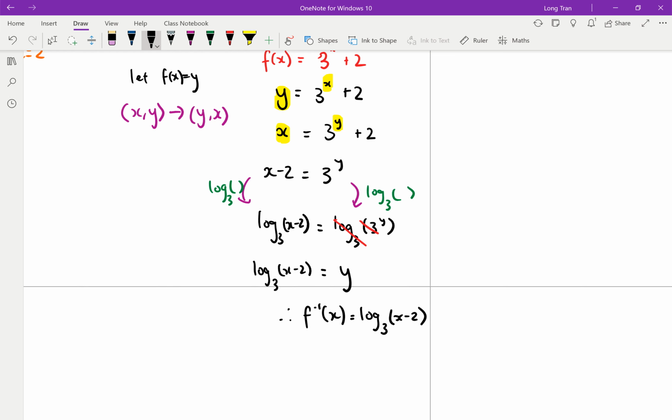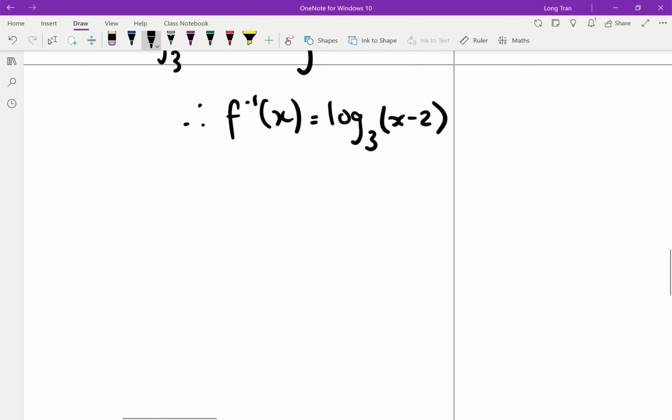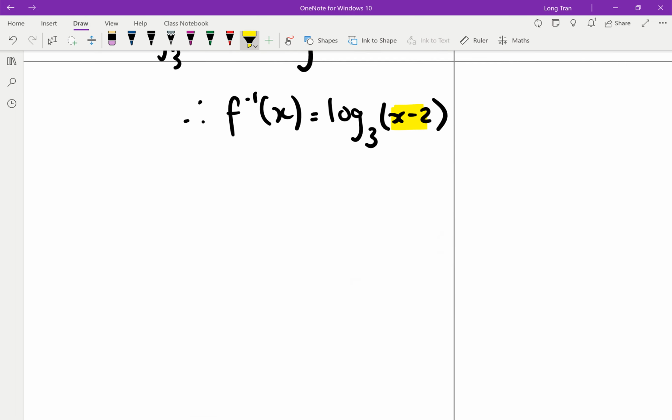And if we were to sketch this graph, you can see x minus 2 tells me I'm moving to the right by 2.